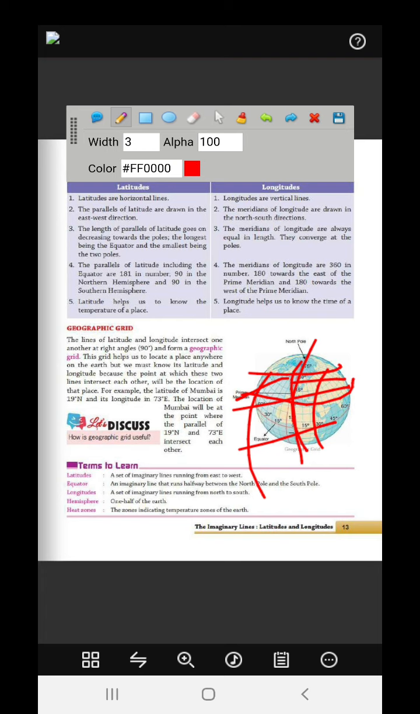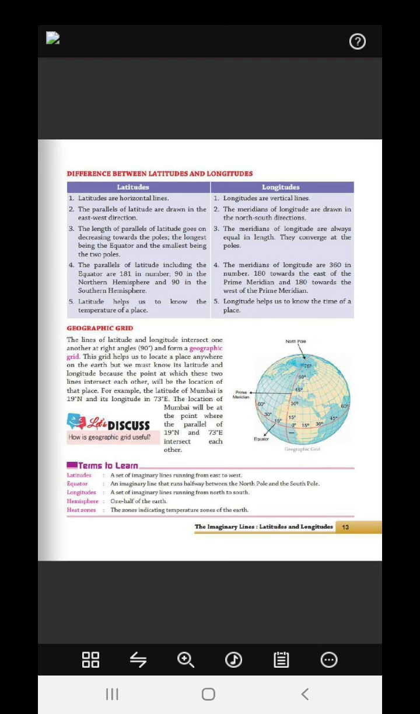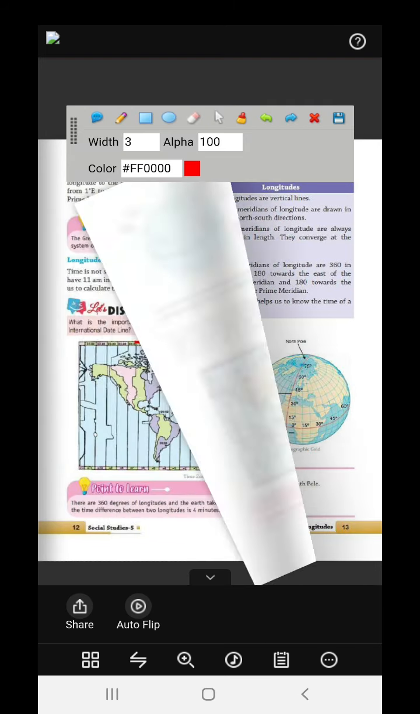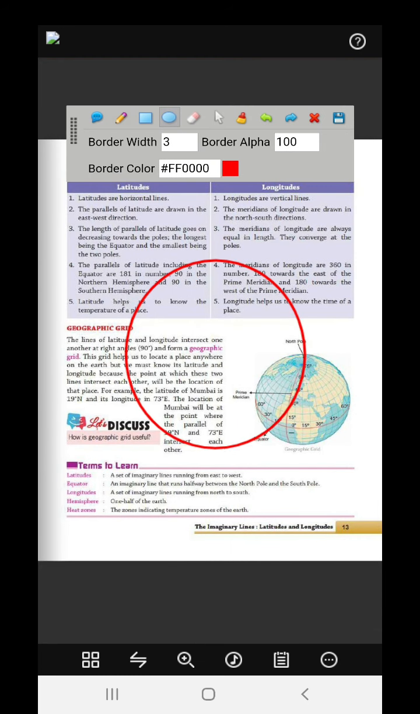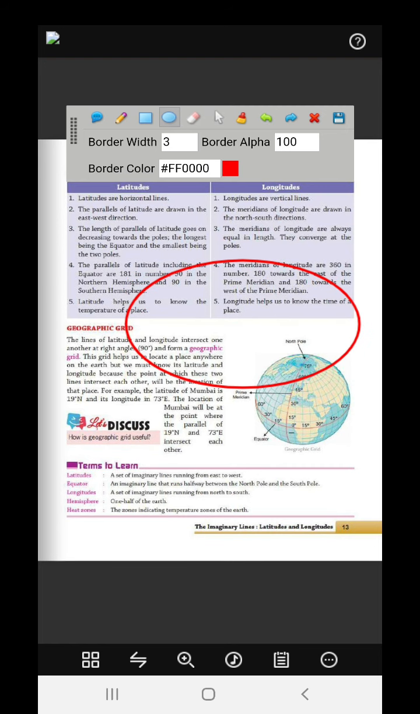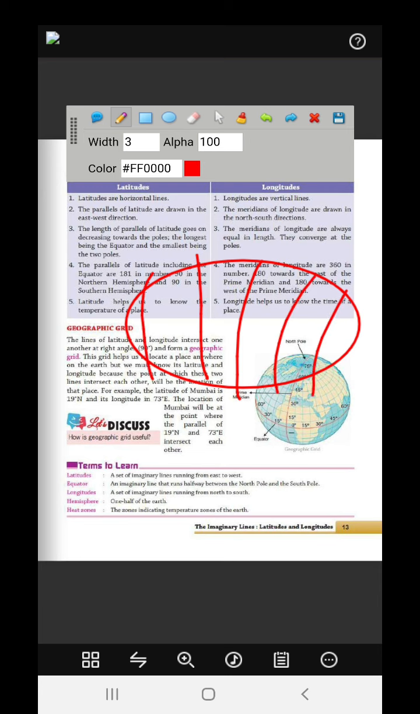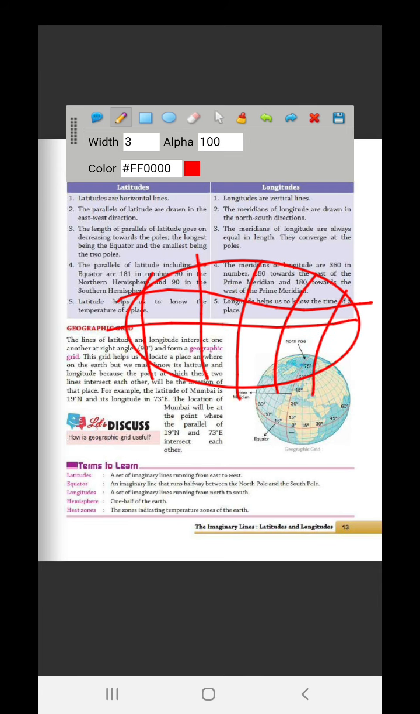Now what is this geographic grid? Earth is somewhat like this. The lines of latitude and longitude, this is longitude, this is latitude, form a geographic grid. So the grid helps us to locate any place anywhere on the earth.